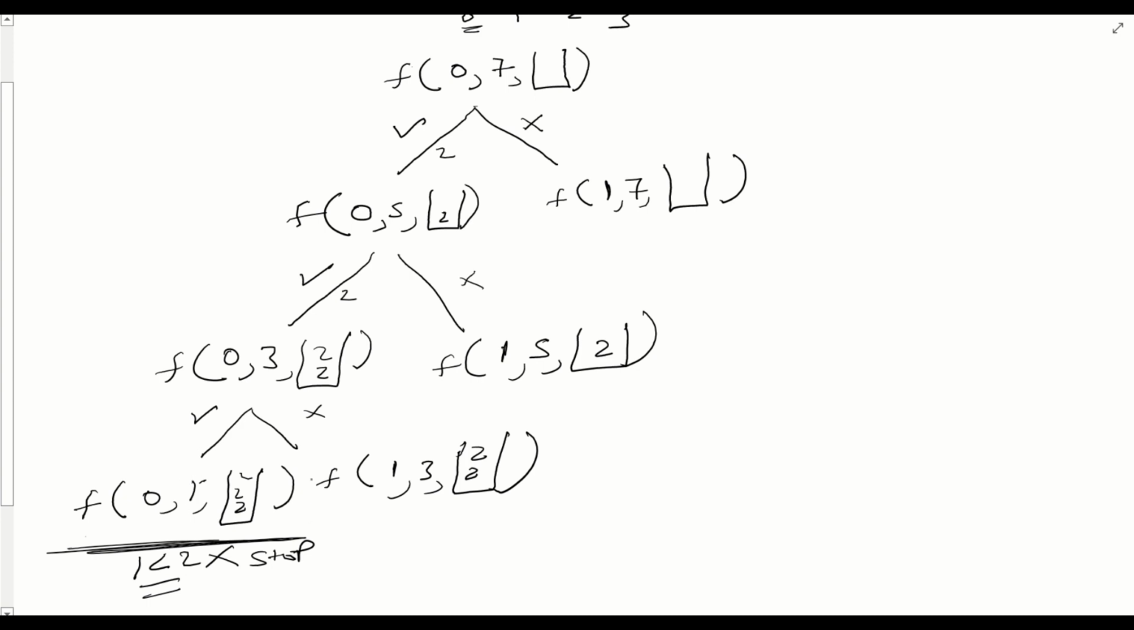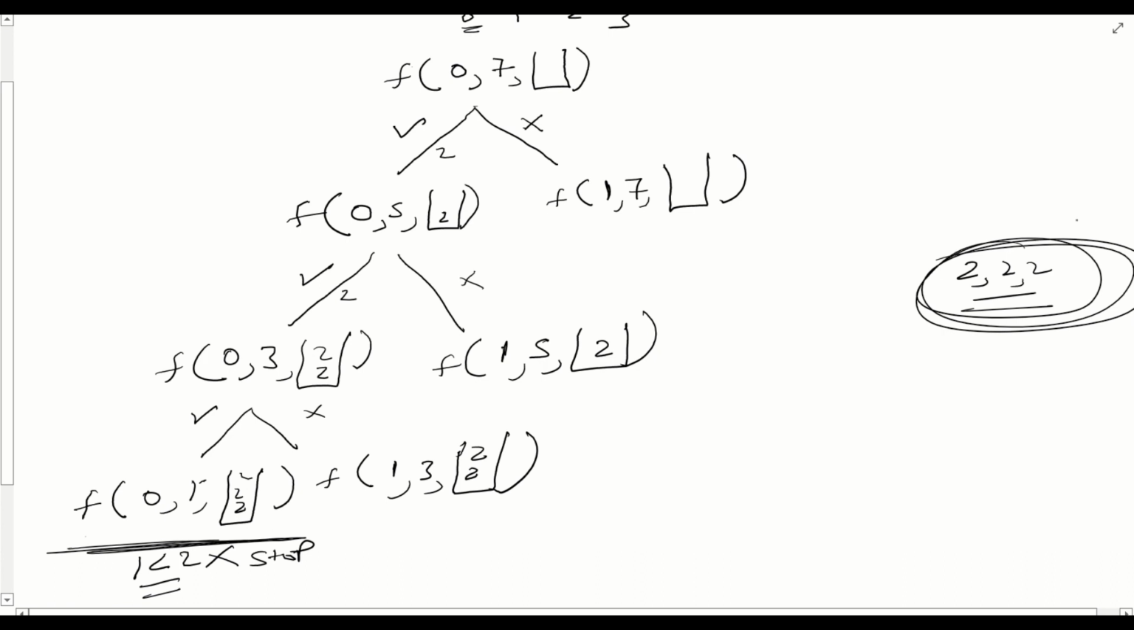If not, then what can we say? This 2 2 2 is not our answer, right? So what we'll do, we'll just backtrack from here. This is the recursion, right? We'll just backtrack from here, and then from here we'll try to explore this other branch, right?